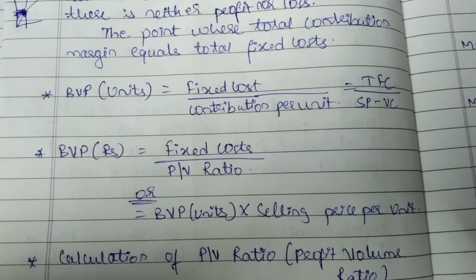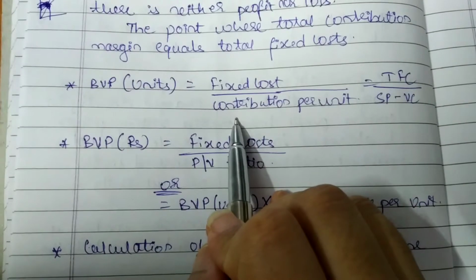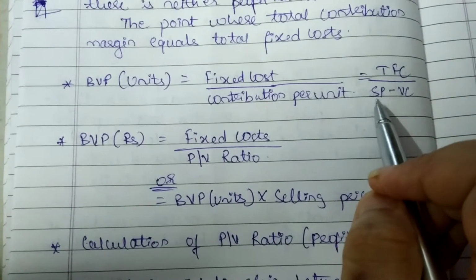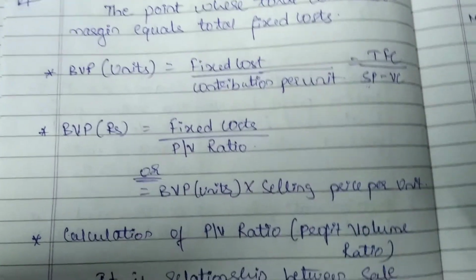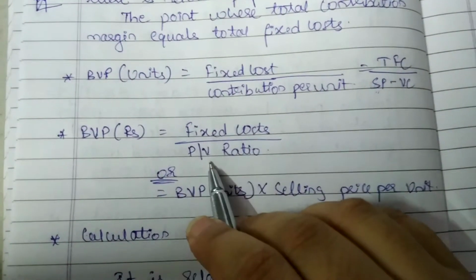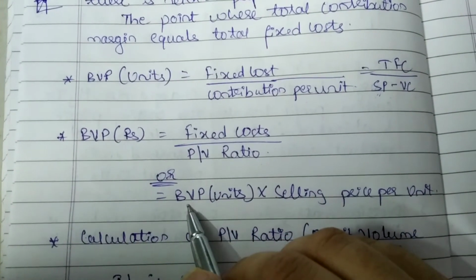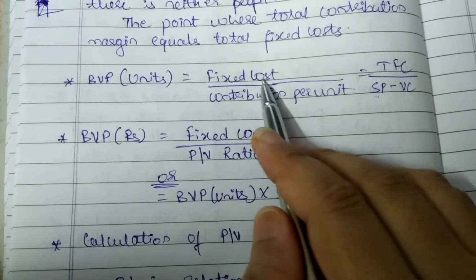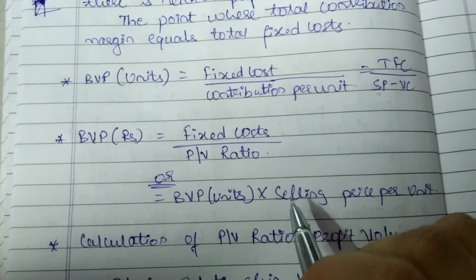Now, break-even point measurement in units is fixed cost divided by contribution per unit. It can be written as total fixed cost divided by selling price minus variable cost. Break-even point in the form of rupees is fixed cost divided by PV ratio. PV ratio we will learn below. This can also be written as BEP units, that is break-even point units, equals fixed cost divided by contribution per unit, into selling price per unit.